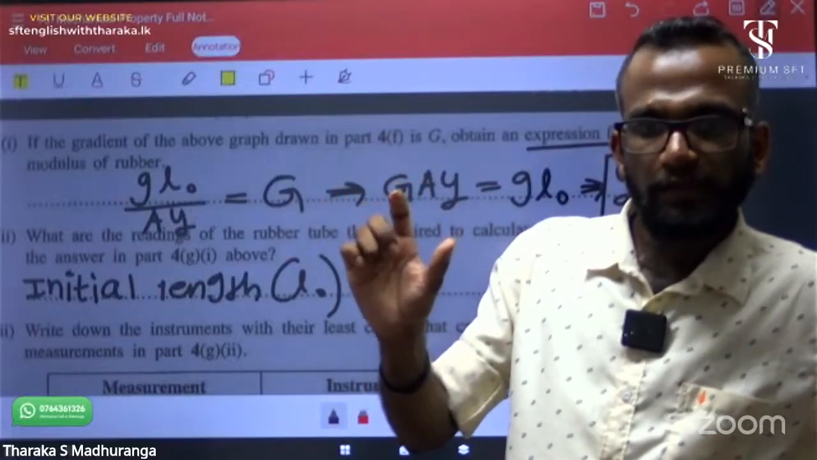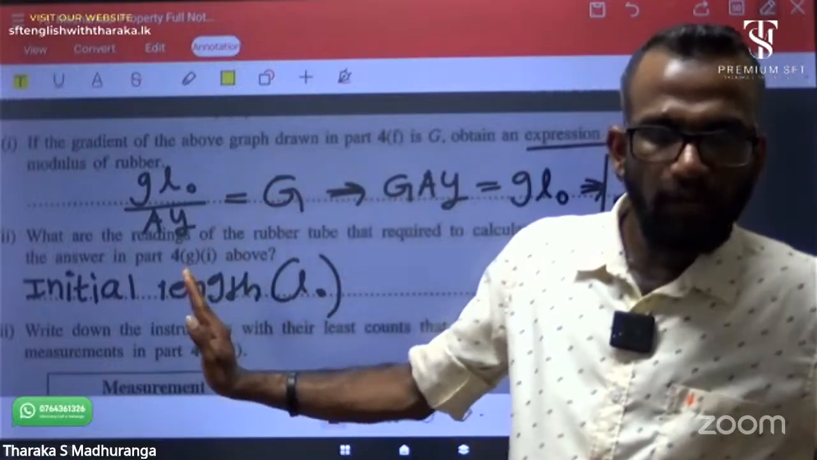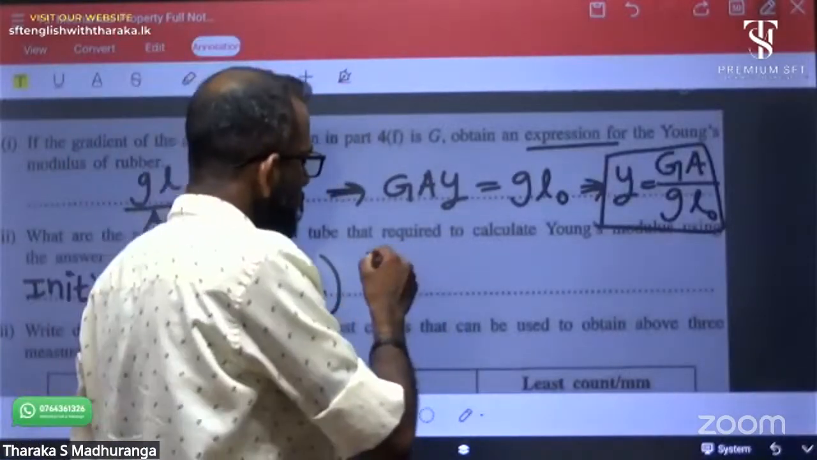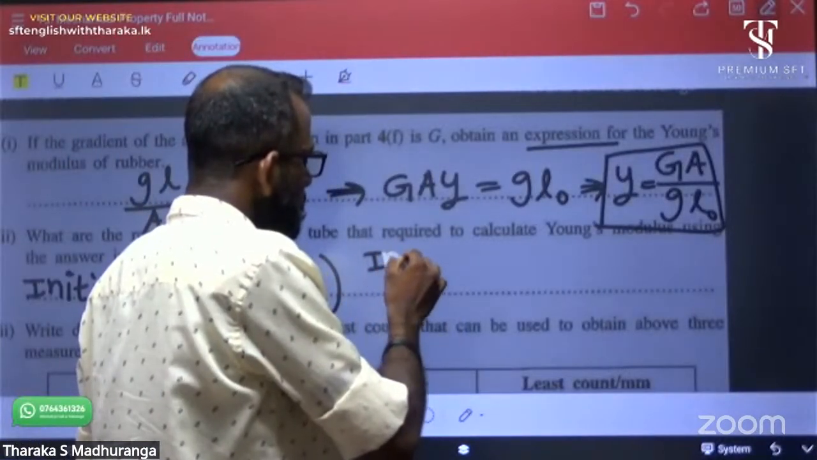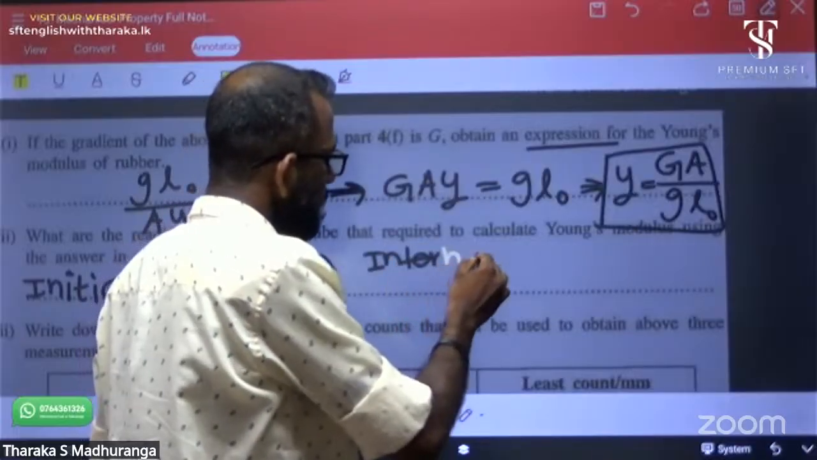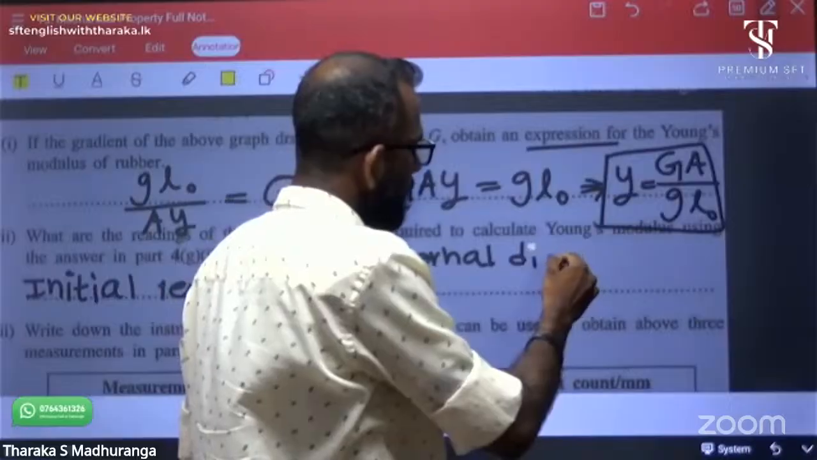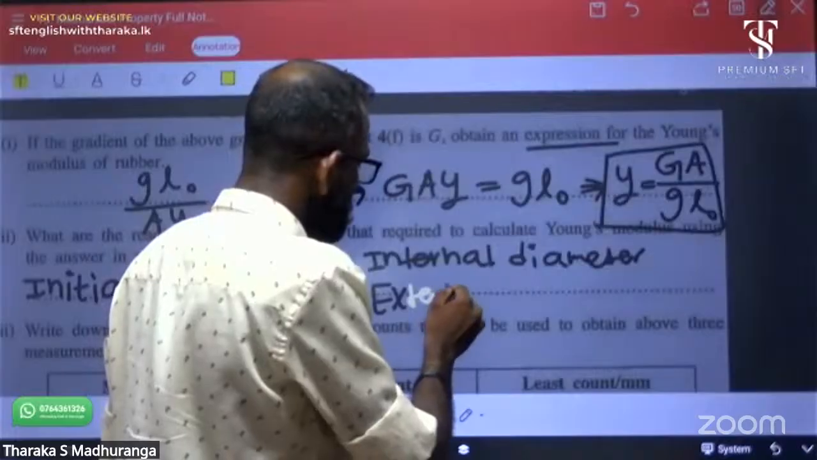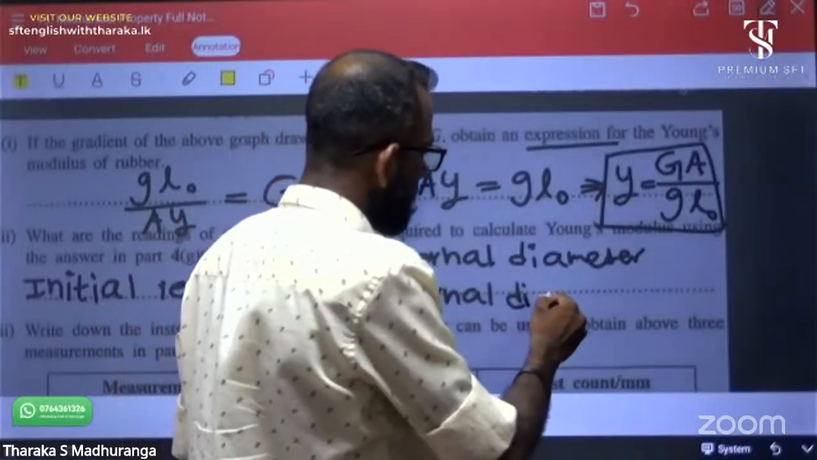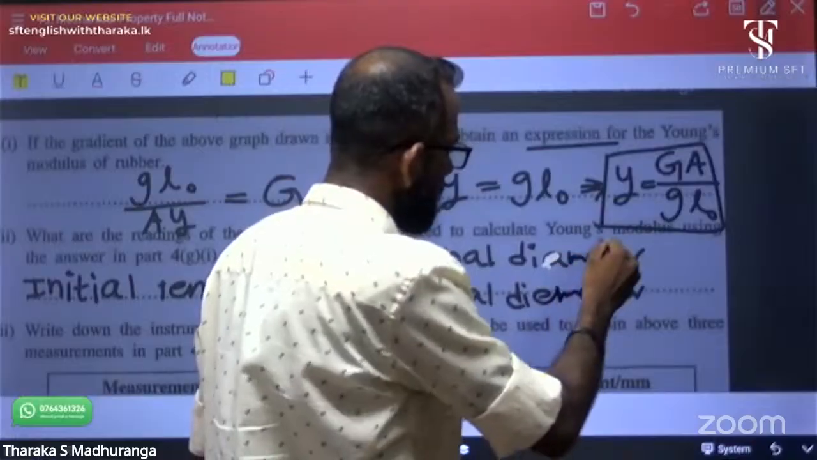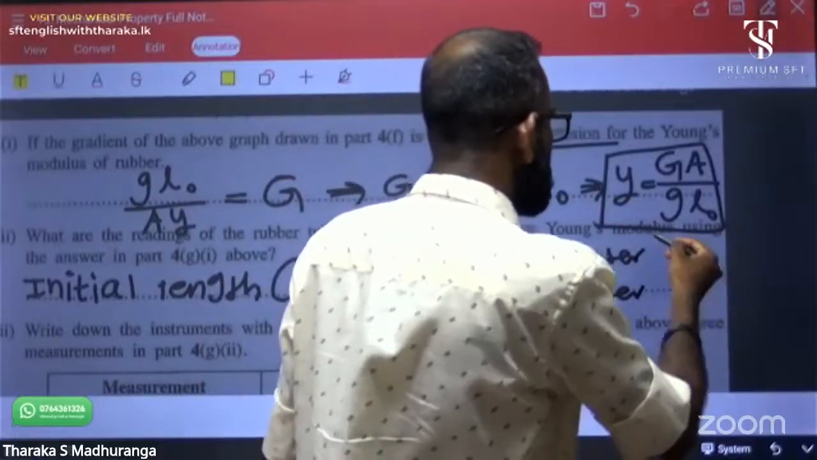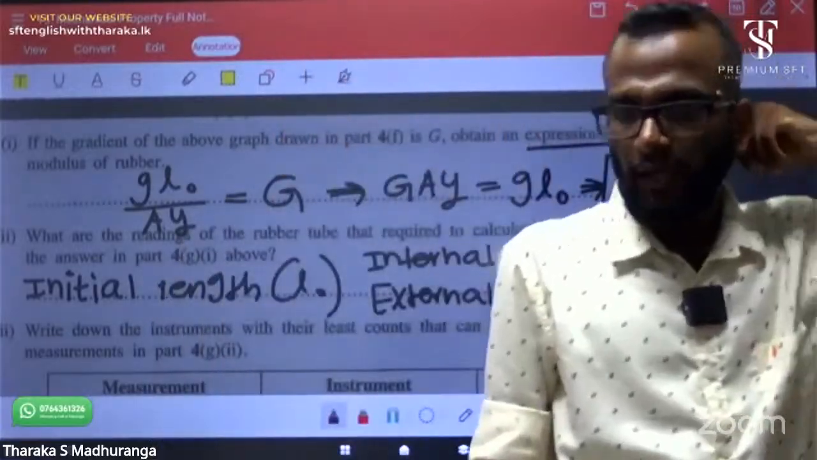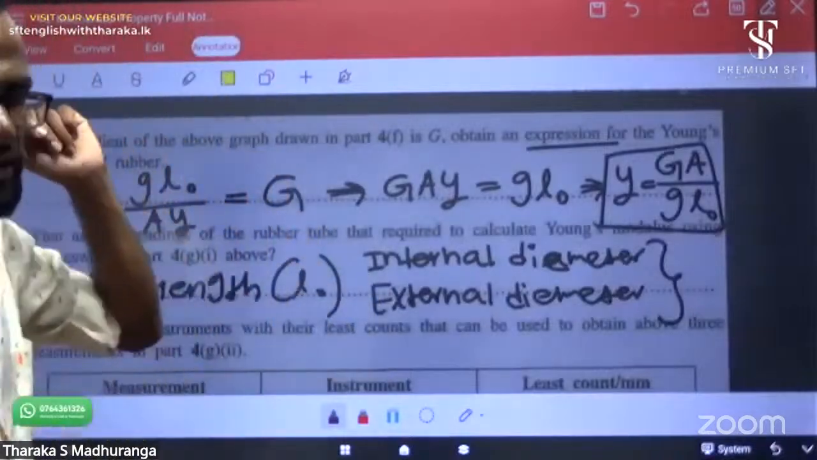They are the requirements. Initial length we can get by meter ruler. The other requirements are the internal diameter and the external diameter. Using both these values, we can calculate the cross section area. Good.